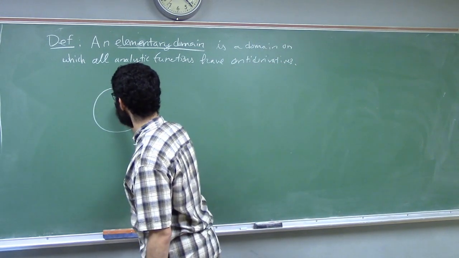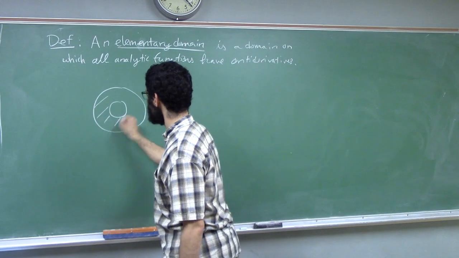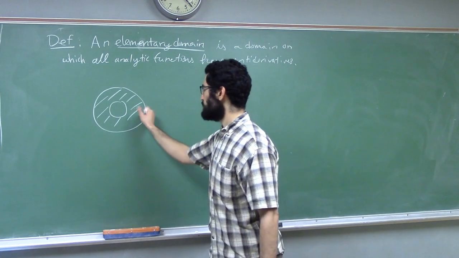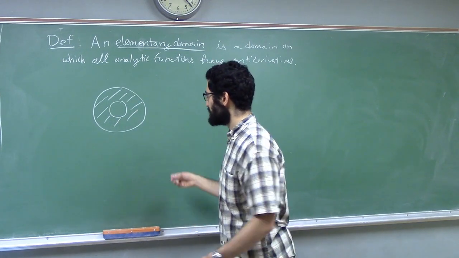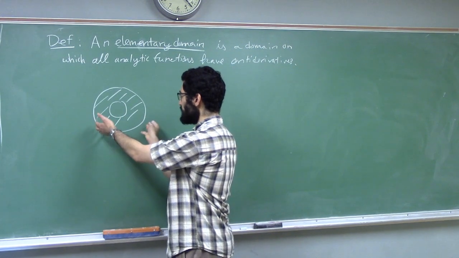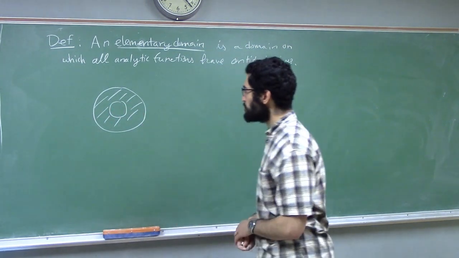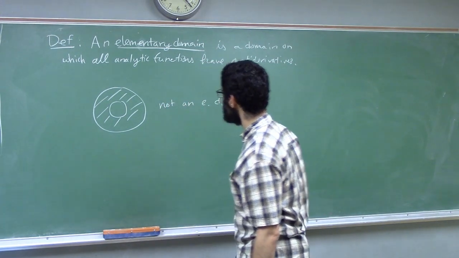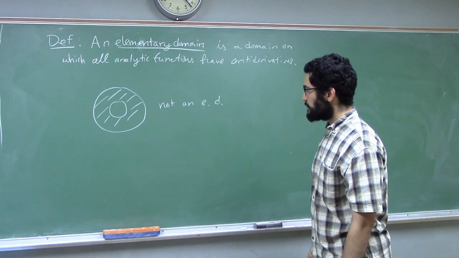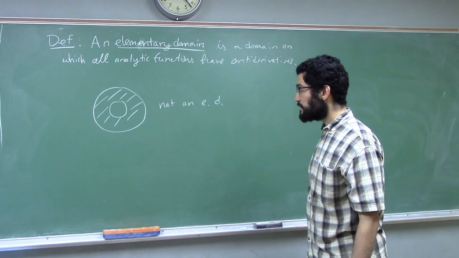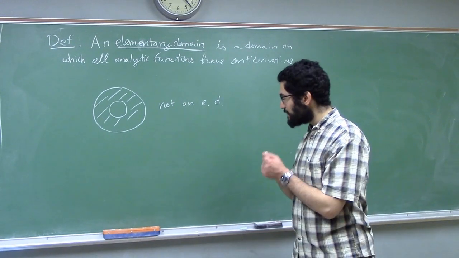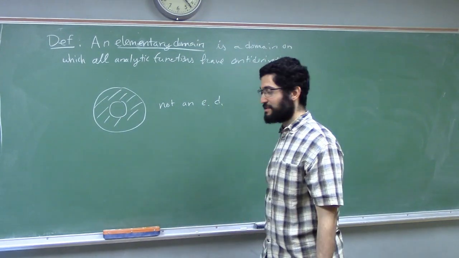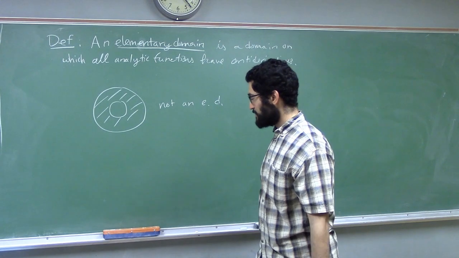Just as an example, take an annulus. Annulus means the region between two circles, or if you like, the thing you get when you take a disk and you subtract a smaller disk. That will definitely not be an elementary domain. So how can we see that? It's not an elementary domain if there exists at least one function that's analytic on this set, but which does not have an antiderivative. And there does exist one.